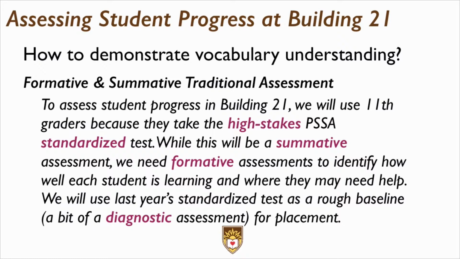So to assess student progress in Building 21, we'll use 11th graders because they take the high-stakes PSSA standardized tests. While this will be a summative assessment, we need formative assessments to identify how well each student is learning and where they may need help, and that's as the school year goes on, not at the end. We will use last year's standardized test as a rough baseline. That's kind of a diagnostic assessment, so we know where to place students, kids who we know need extra help in math or English. We can place them in classes that will give them that.